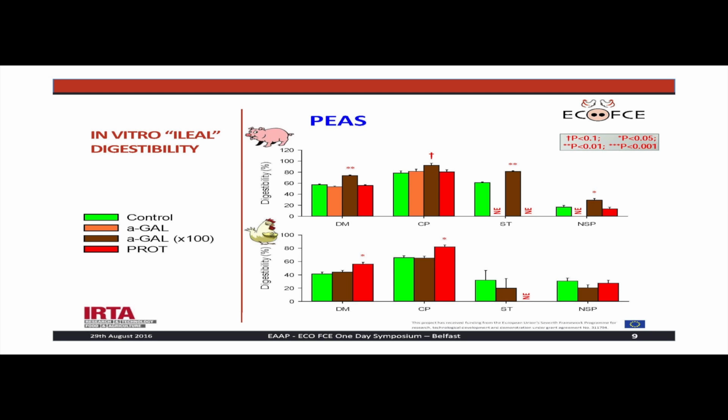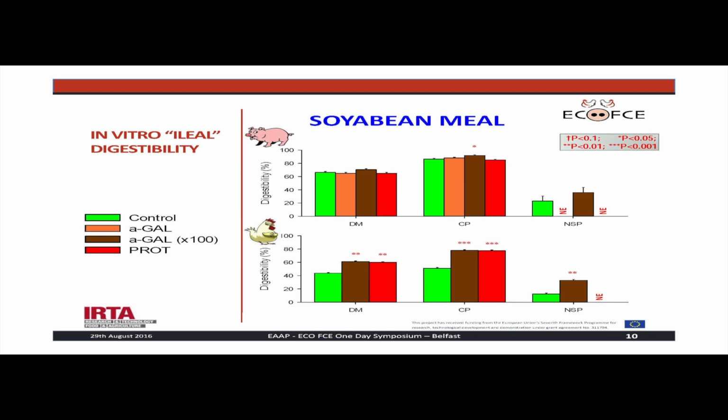For soybean meal, here is again the same treatments. We see that there is an improvement in crude protein digestibility with the alpha-galactosidase high dose in the pig model, and then in the poultry we see improvements for both alpha-galactosidase overdose and protease for dry matter, for crude protein, and also for NSP with alpha-galactosidase.